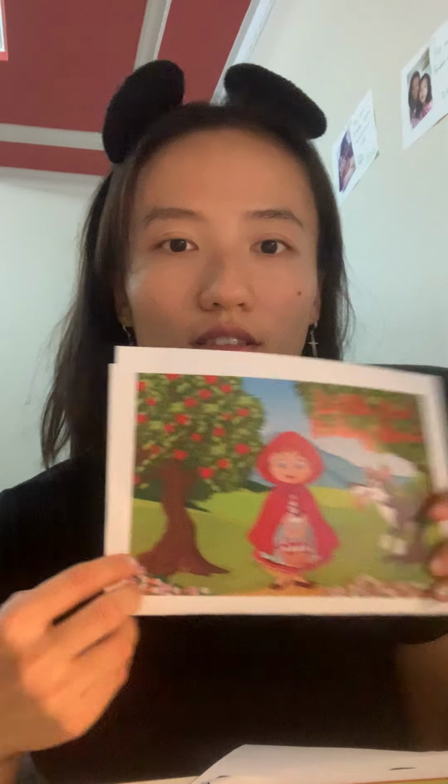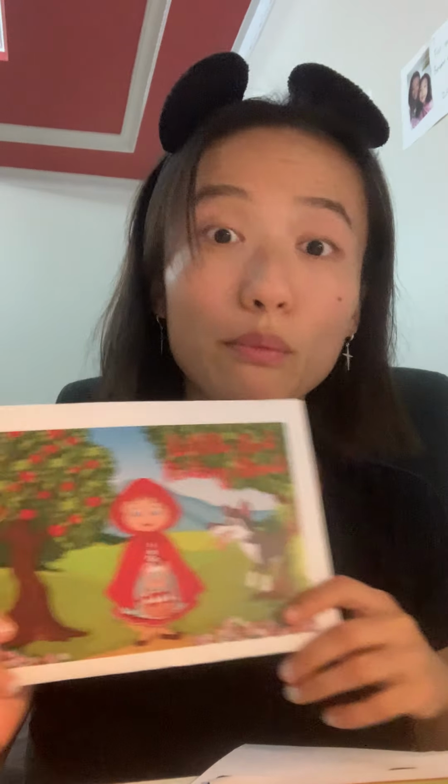This is Maxine. I'm in the Forest group, and this is my story world, Little Red Riding Hood, and the wolf in the forest. And my theme is about being careful with strangers.